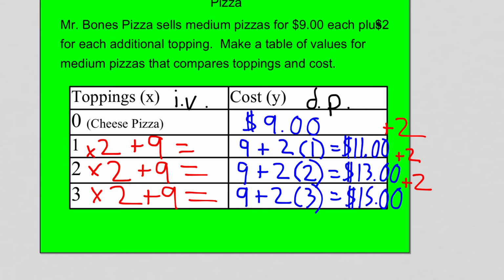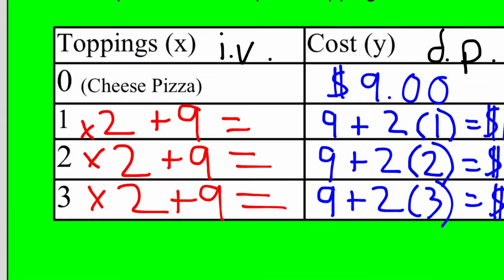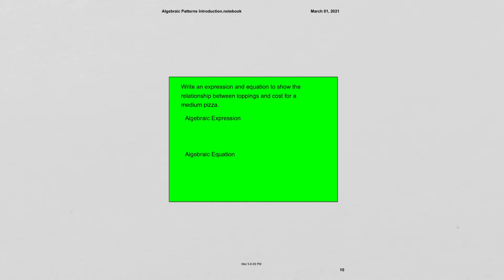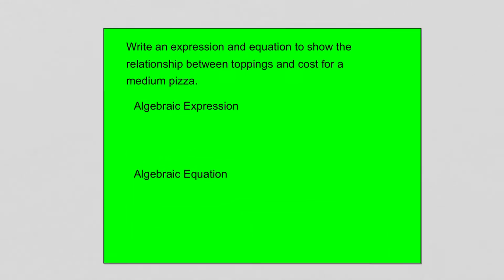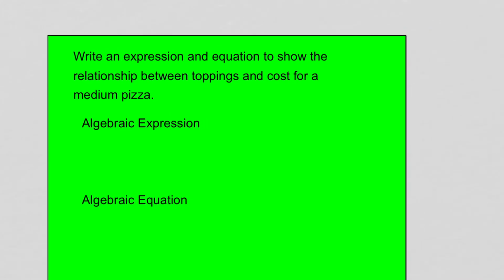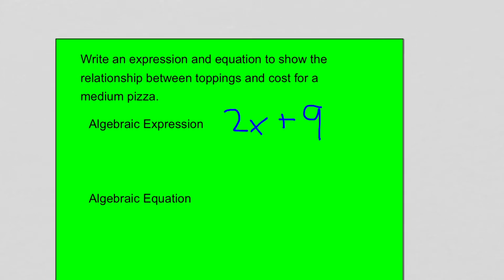Okay, now the next thing we want to do is write this algebraic equation in proper form. Well, there's 2 ways we can write it. We can write it as an expression and an equation. Well, the expression, it's 2 times the number of toppings. The toppings are x, and it's $2 per topping. We write that part as 2x. Then we add on the 9, the cost of the original pizza, and there's our algebraic expression.